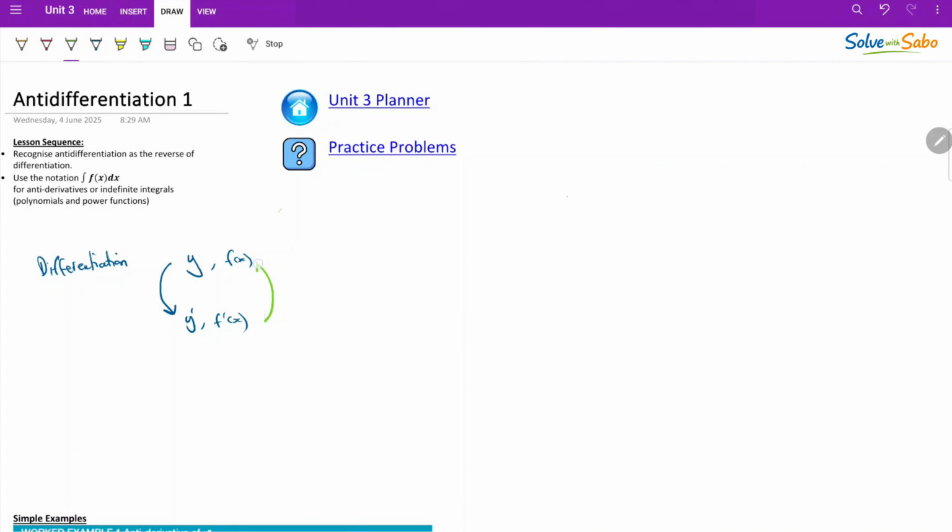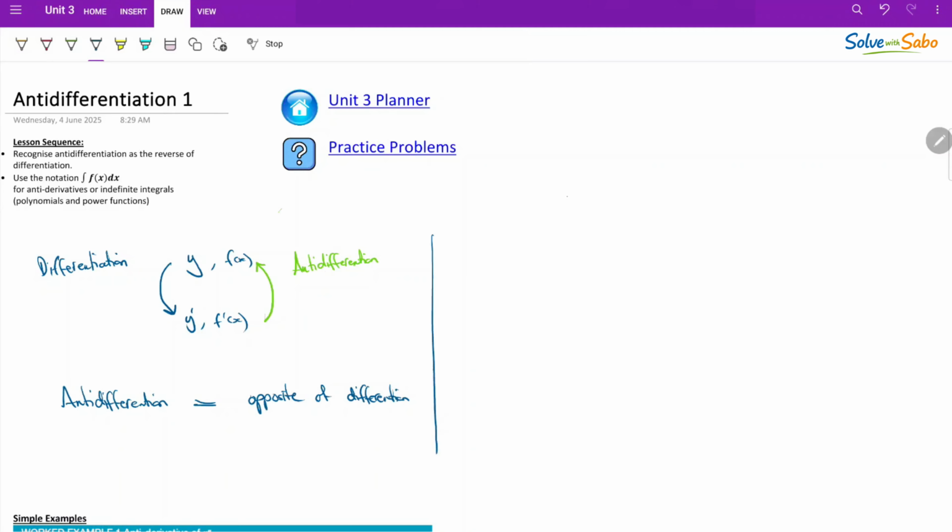Now, anti-differentiation, to put it pretty simply, is the opposite of that. So if I want to go from the rate of change back to the original function, that is when we have anti-differentiation, or the antiderivative. So if we had to write this as a sentence, anti-differentiation equals the opposite of differentiation. It's the inverse. It's the reverse process. So let's look at two examples and see how it works.